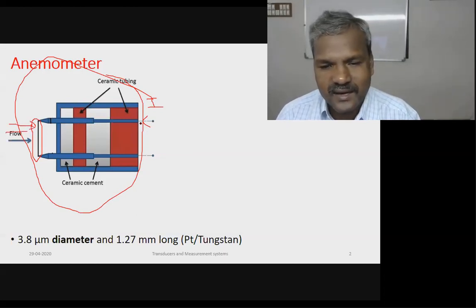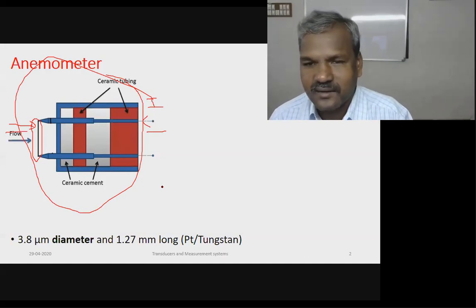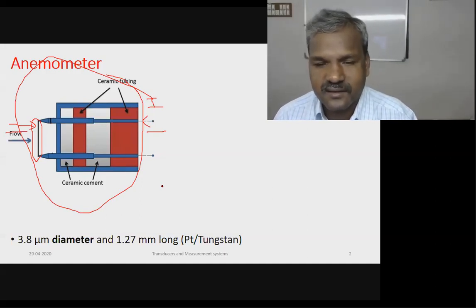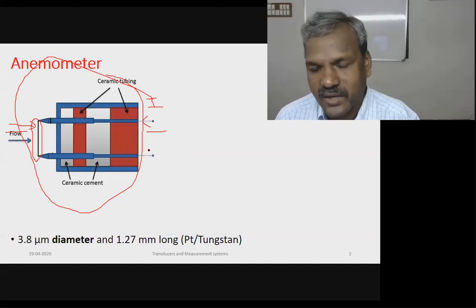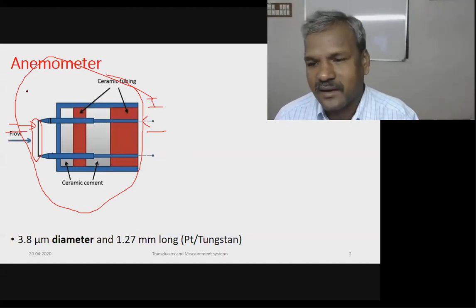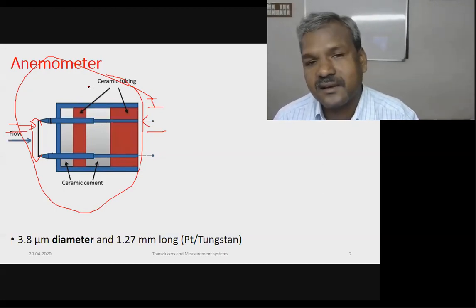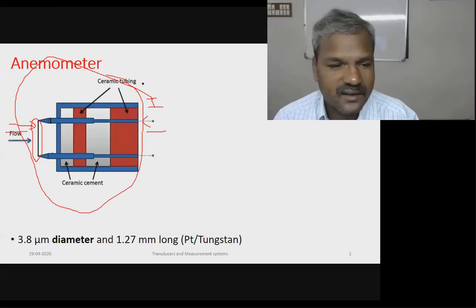When we pass current I, these two are the terminals. We can connect them to the Wheatstone bridge as usual. All resistive sensors are signal conditioned with the help of a Wheatstone bridge. But for this anemometer, we have to use an AC excitation bridge. I will tell you the reason.